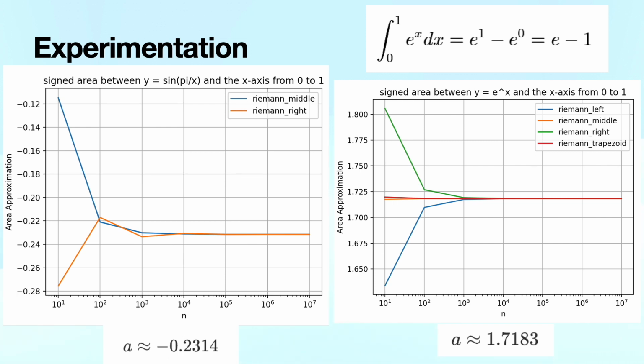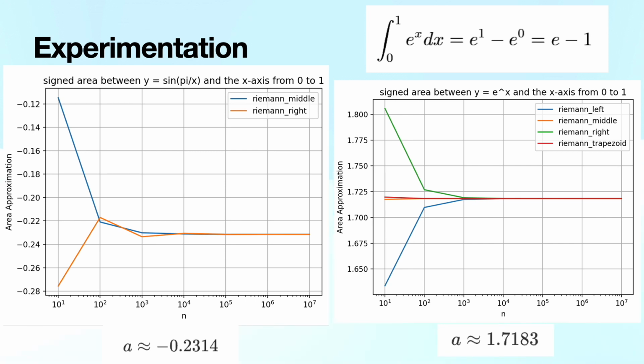On the right, you can see that the area under e to the x from 0 to 1 is around e minus 1. This makes sense because the antiderivative of e to the x is just e to the x, so to calculate the area normally, we would just take the difference of the indefinite integrals evaluated at the left and right bounds.